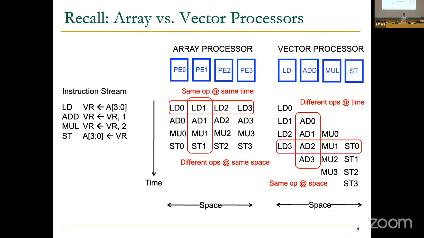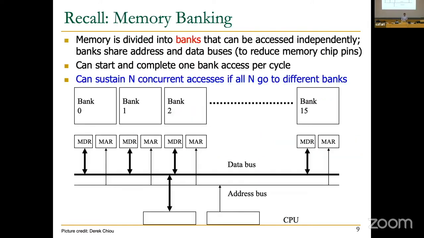But here, you cannot execute the same operation on multiple processing elements at the same time. You have to pipeline it over time. But if you look at space, you basically execute one operation in the same space, but different operations in the same time. That's how you exploit the parallelism, basically. And in real processors, we combine both of them.